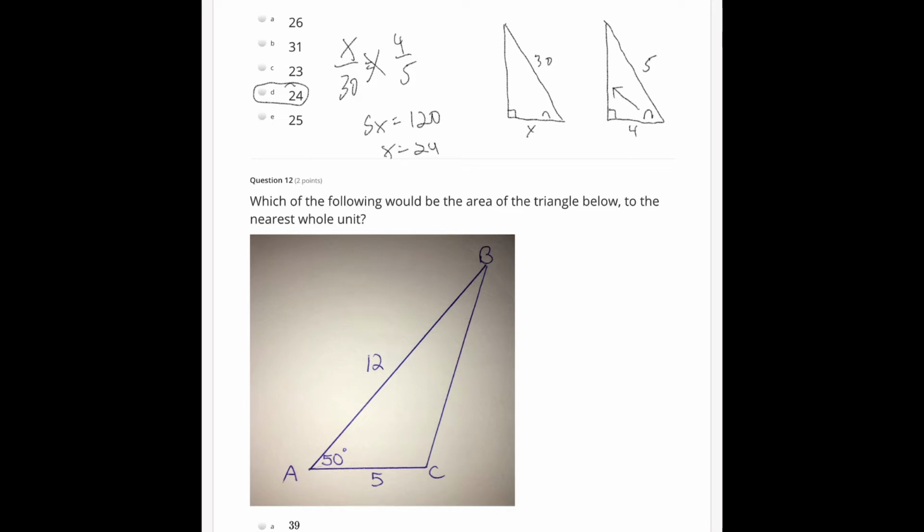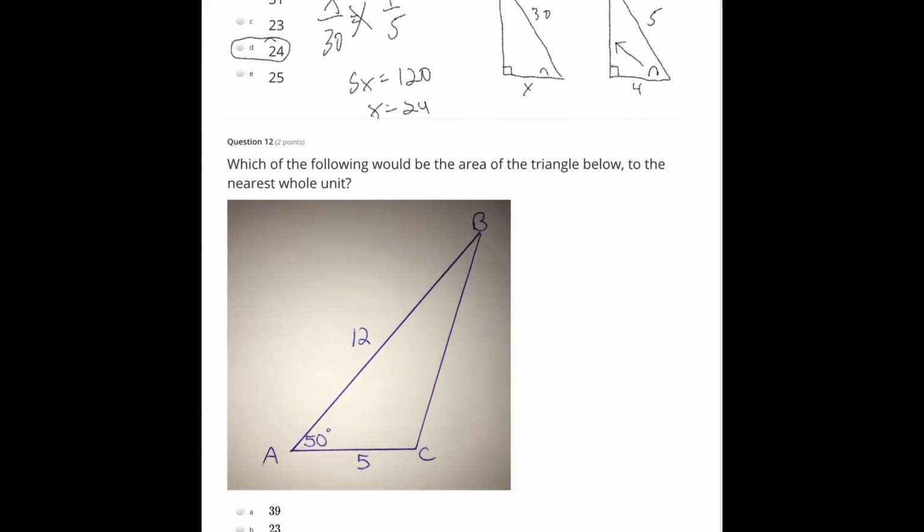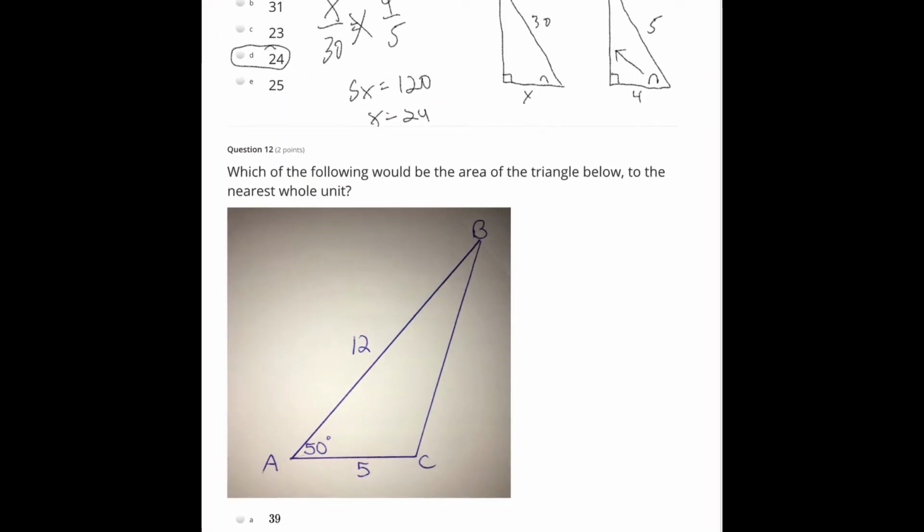All right, our next one. Which of the following would be the area of the triangle below? We're going to let 5 be our base. So area is base times height divided by 2. 5's my base, I have to find the height. There are 2 ways to do it. We could go up this way and find it, and that would be my height. Let's do that one first.